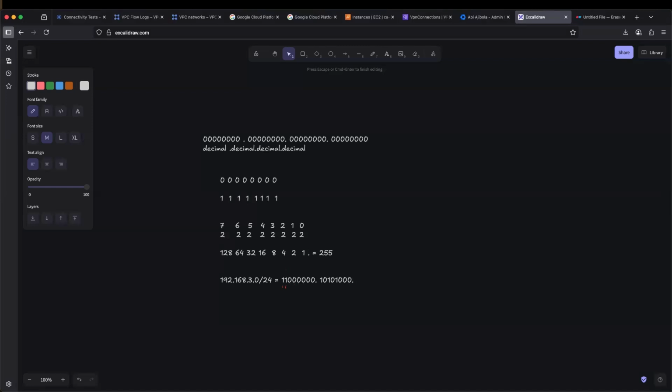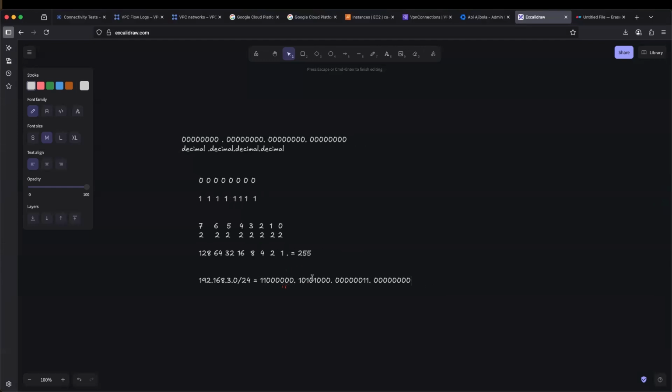All this will be 0, 0, 0, 0, 0, 0, 1, 1. I hope I'm right. 1, 2, 3, 4, 5, 6, 7, 8. Yes, 1, 1. Then the last one will be all 0. That's 1, 2, 3, 4, 5, 6, 7, 8. So I hope this makes sense. So basically, this is the way the IP addressing would be.